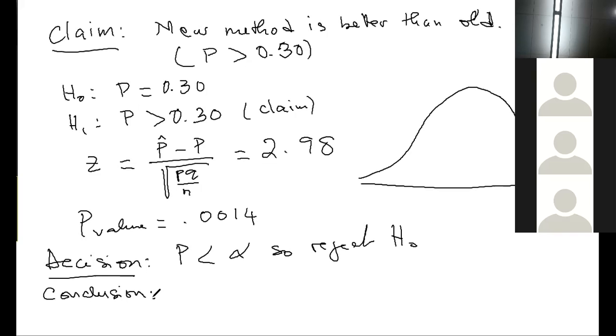We are going to support the claim because we have rejected H0. If we did not reject H0, we will say there is not enough evidence to support the claim. If we reject H0, there is enough evidence to support the claim. If we do not reject H0, there is not enough evidence to support the claim. Do we get this?